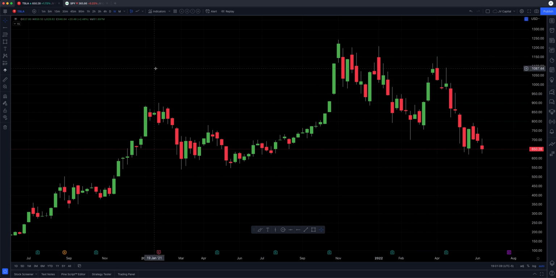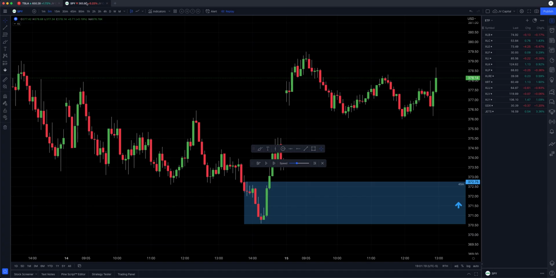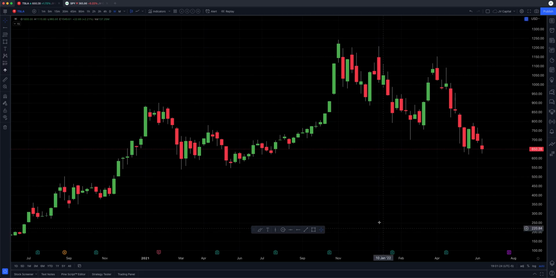All right, I'm going to make a quick video to show you guys how I've been drawing the supply and the demand levels. And I'm going to use Tesla as an example for it. And then also just show you guys real quick a trade that I took on SPY that worked out pretty well. So for Tesla, what I do is I start off with the weekly.